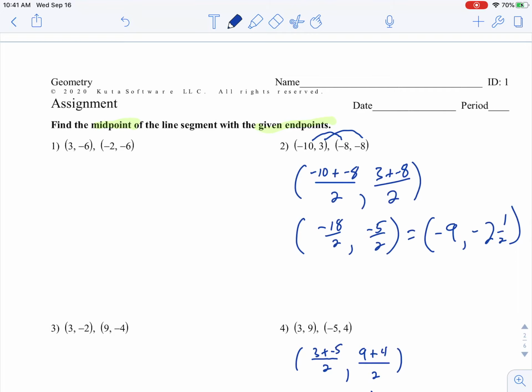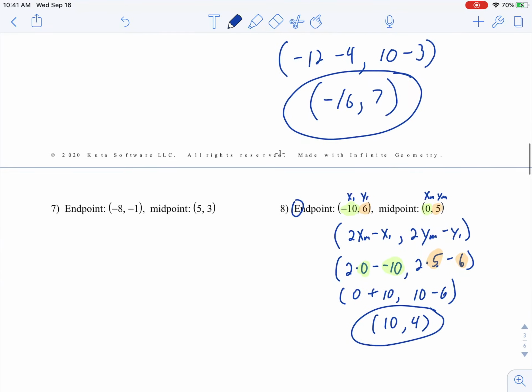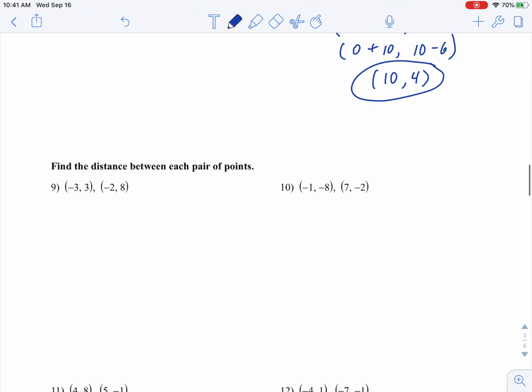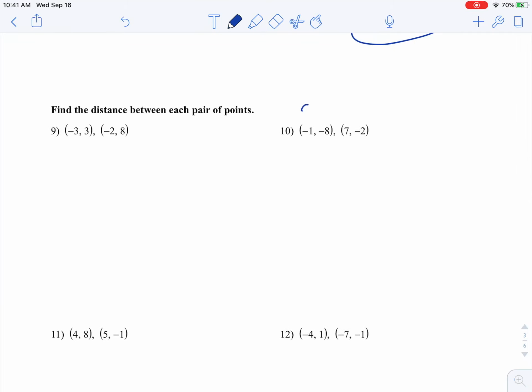All right, so finding the midpoint is simply adding, dividing by 2. Finding an endpoint, you multiply by 2 and then subtract. Find the distance between points. So I'm going to rewrite the distance formula right here. Square root of (x2 minus x1) squared plus (y2 minus y1) squared.